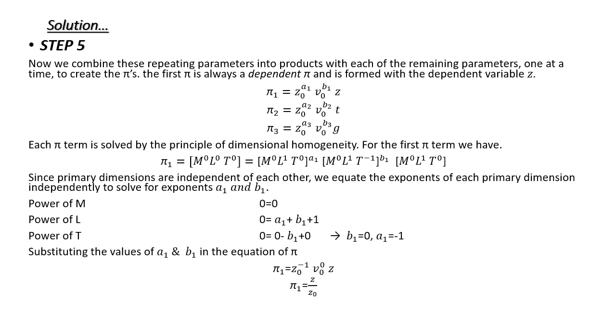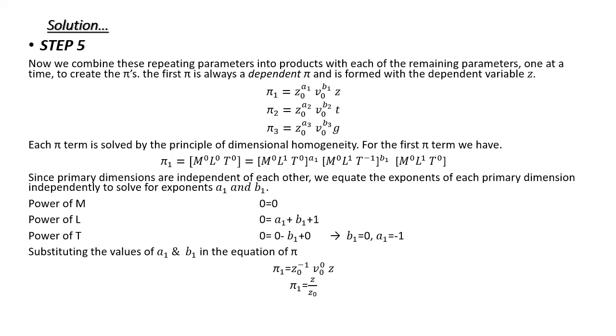Now we combine these repeating parameters into products with each of the remaining parameters one at a time to create pi terms. The first pi is always a dependent pi and is formed with the dependent variable z. Okay, now look here carefully. So for pi 1, I have chosen z naught and v naught as repeating variables. So I write this as z naught to the power a1 and v naught to the power b1.